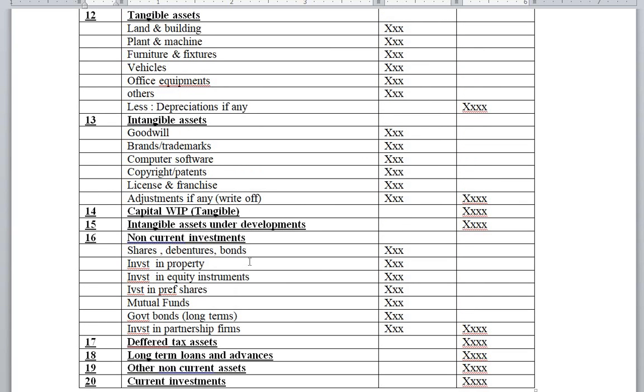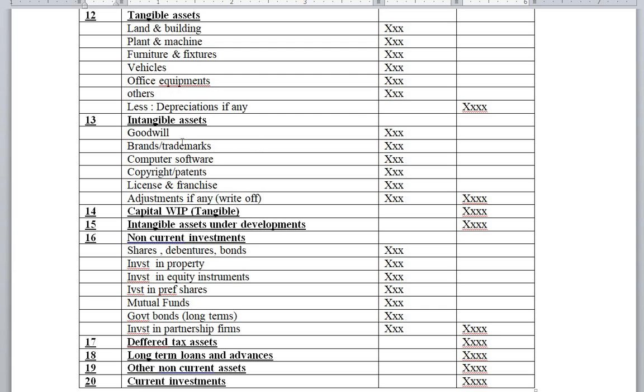Some of the items coming under tangible assets are land and building, plant and machine, furniture, fixtures, vehicles, office equipments, etc. But if there is any depreciation adjustments given in the question, that should be made here in the working note itself, and after making the provisions for depreciation, only the total amount should be taken back to the balance sheet. You will understand it better when you do a problem.